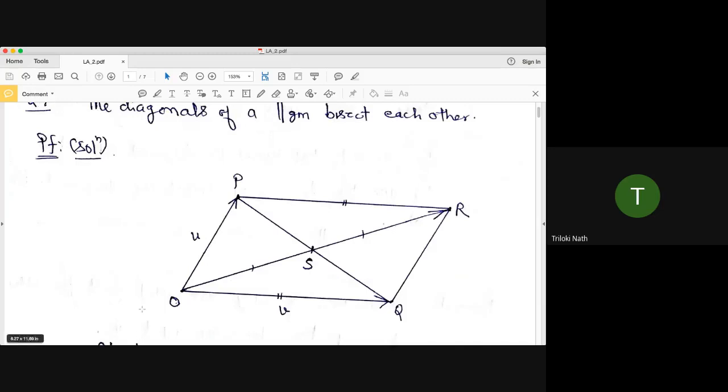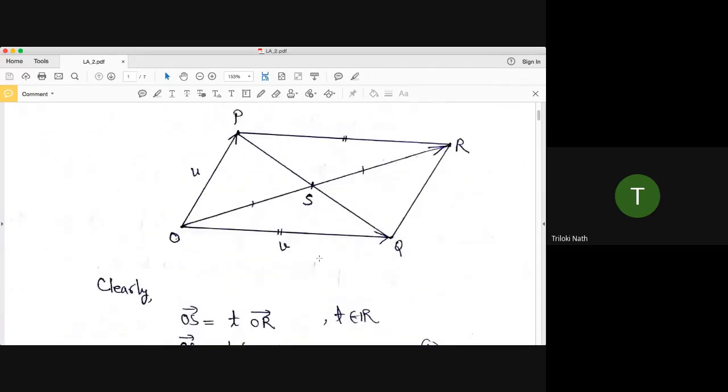Meaning is, suppose OPRQ is a parallelogram, and these are the diagonals. PQ and OR are the diagonals, and S is their intersection point. Then we have to prove that S is the midpoint of OR and S is the midpoint of PQ. That means these two diagonals PQ and OR bisect each other at the point S. Okay. So how to prove this? Let us suppose that the points P and Q have the position vectors U and V.